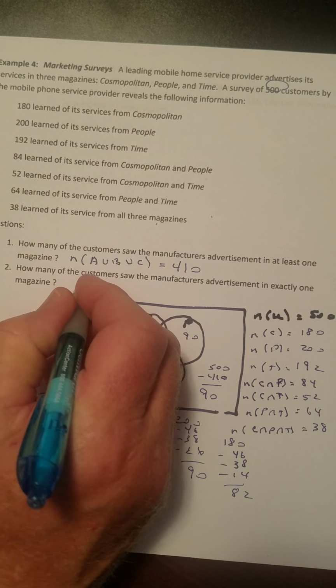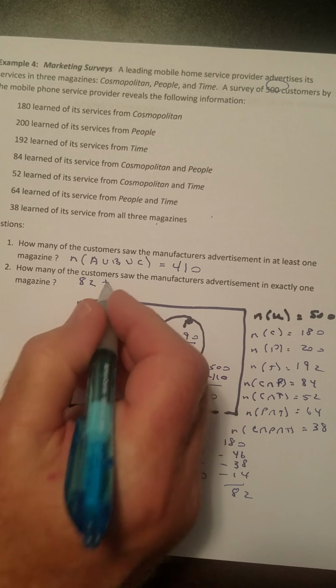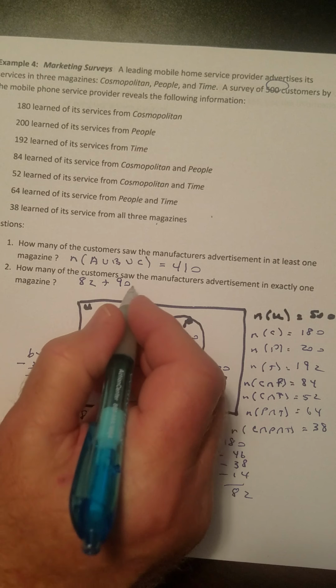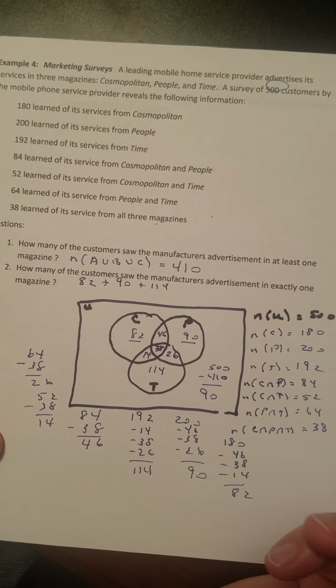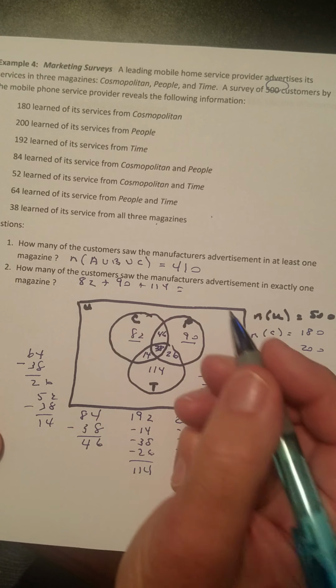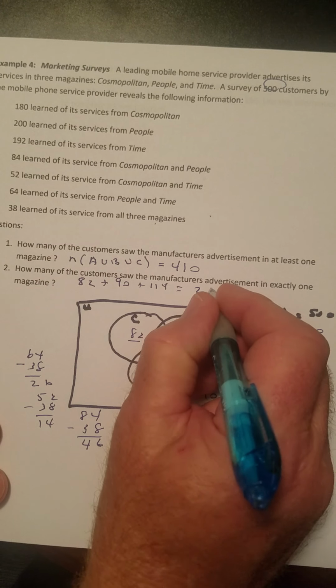So I have to take the 82 there, plus the 90 that saw it in People alone, plus the 114, that's the number in Time alone, and I'm going to add those numbers together. So 82 plus 90 plus 114, and that number is going to be 286.